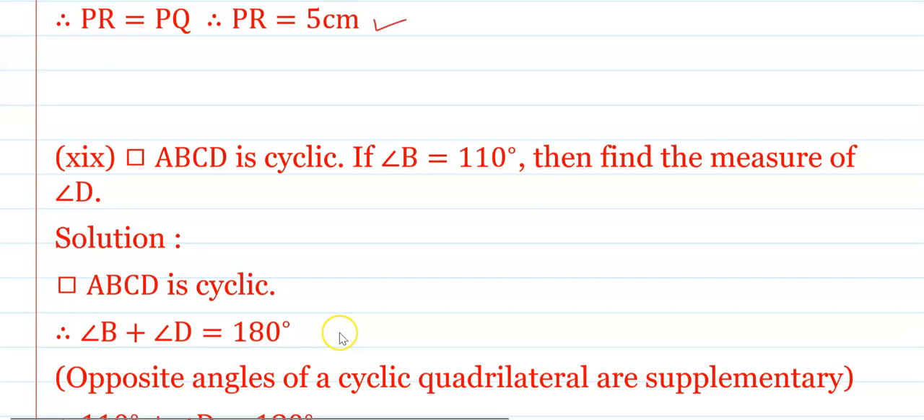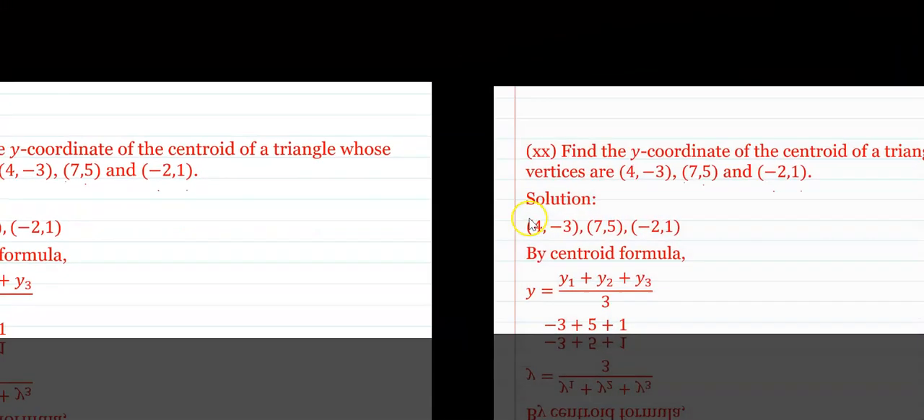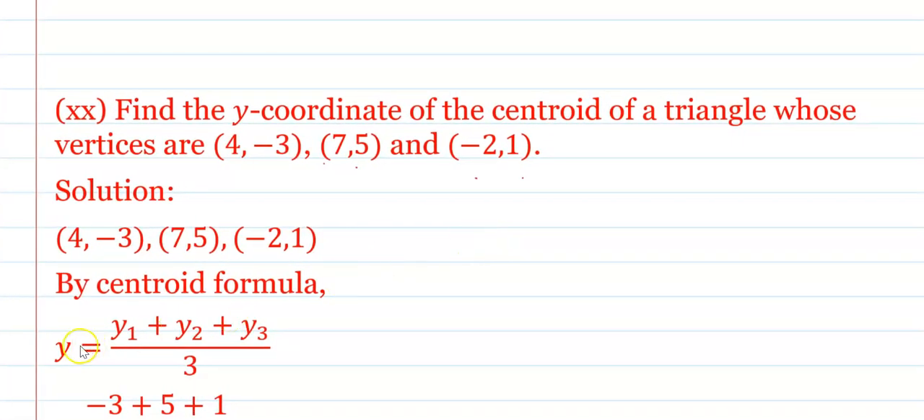Now the next. Find the y coordinate of the centroid of a triangle whose vertices are (4, -3), (7, 5), (-2, 1). How are the coordinates of the centroid found? x is equal to x1 plus x2 plus x3 upon 3. Similarly, y is equal to y1 plus y2 plus y3 upon 3.